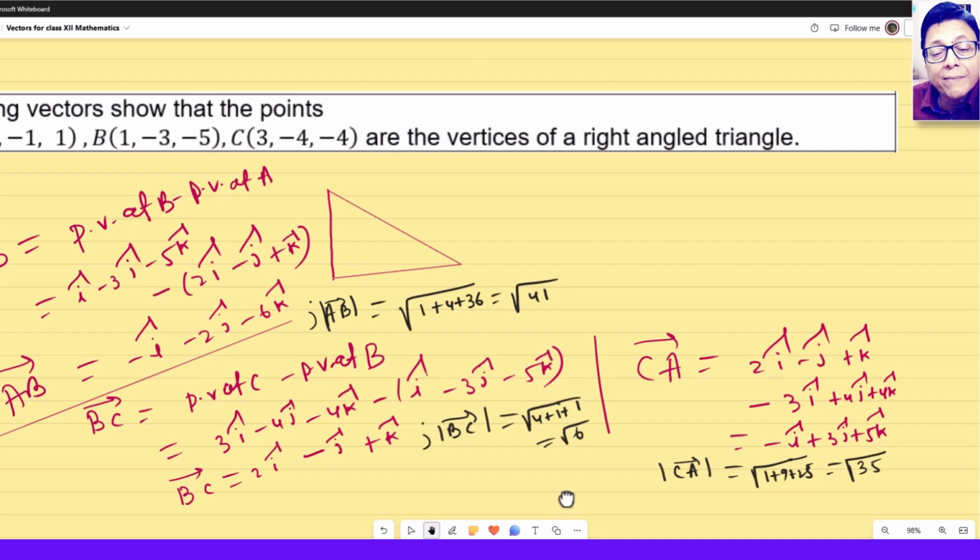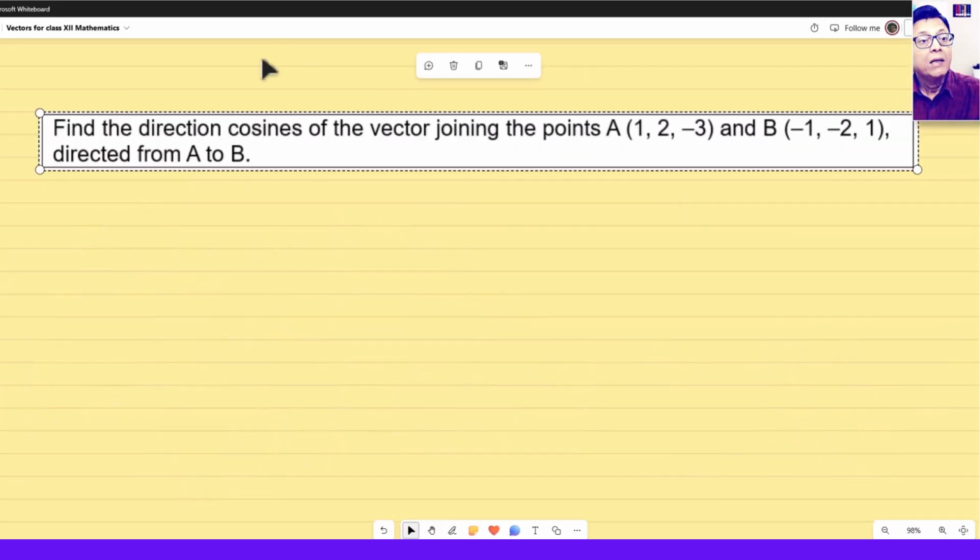You got AB vector, BC vector and CA vector. If you take this one AB, this is root 41. AC vector length is root 35. So the Pythagorean theorem is valid. Hence, these are 3 vertices of a right angle triangle. And this is the time to write the answer.